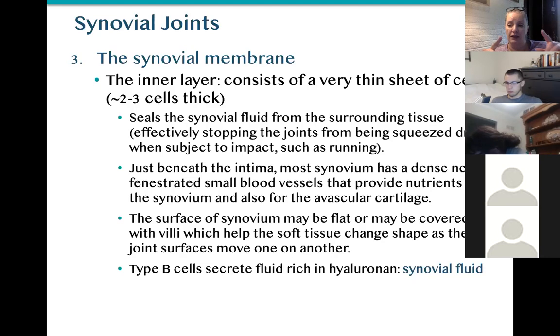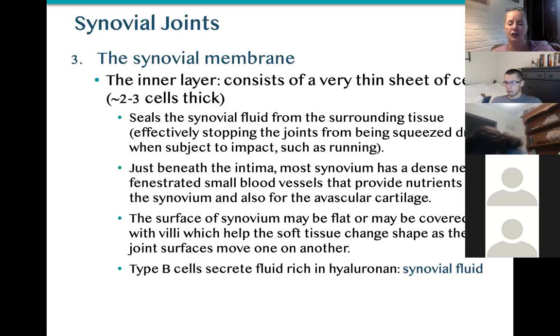You can also have a lot of villi. Remember, we have our villi increasing the surface area. Some of the synovium, especially the younger it is, will have a lot of villi that will help the soft tissue change shape as the joint surfaces move against each other. Okay, so that increases the surface area of the synovium.